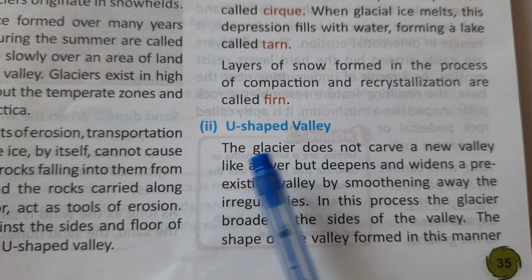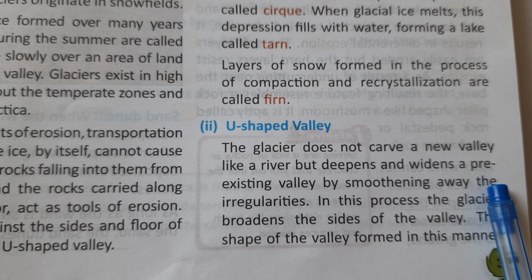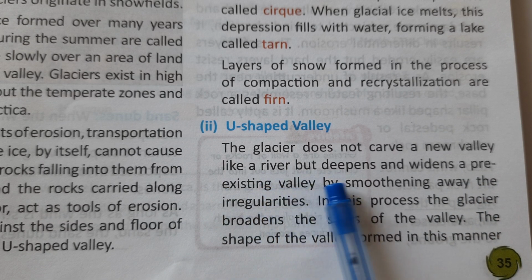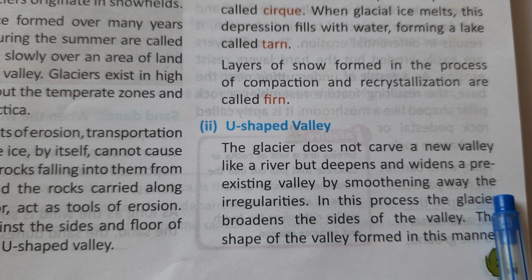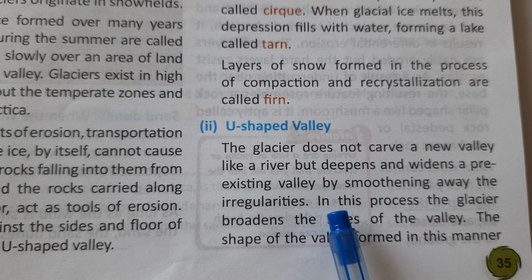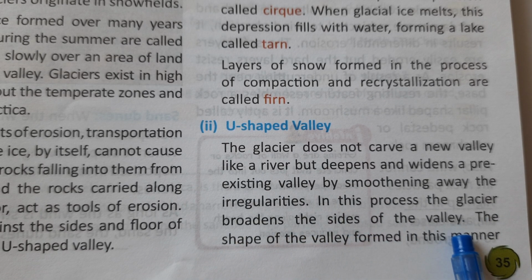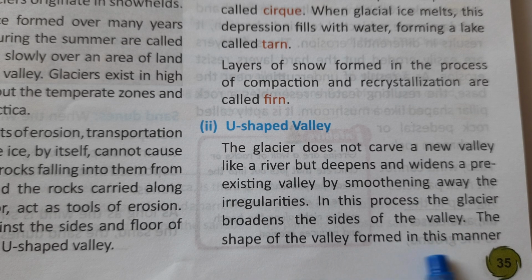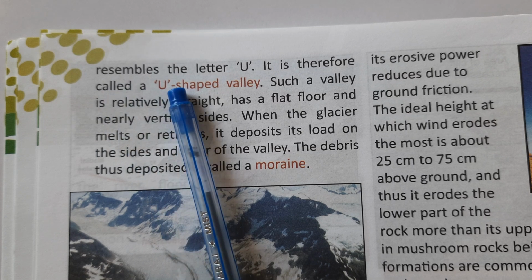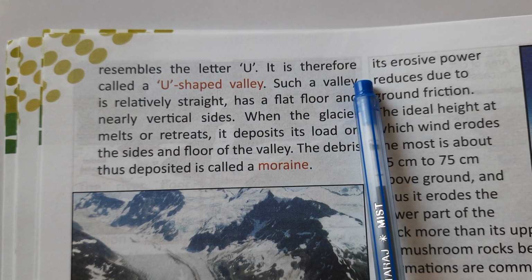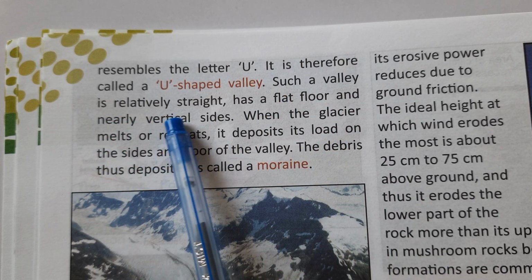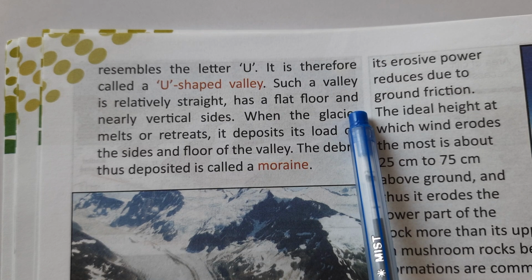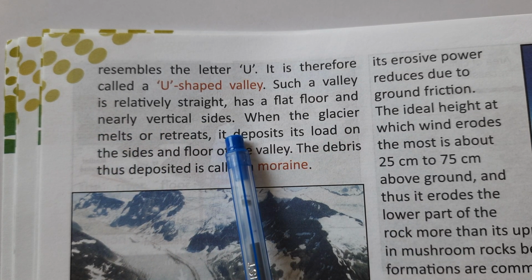U-shaped valley. The glacier does not carve a new valley like a river, but deepens and widens a pre-existing valley by smoothing away the irregularities. In this process, the glacier broadens the sides of the valley. The shape of the valley formed in this manner resembles the letter U. It is therefore called a U-shaped valley. Such a valley is relatively straight, has a flat floor and nearly vertical sides.